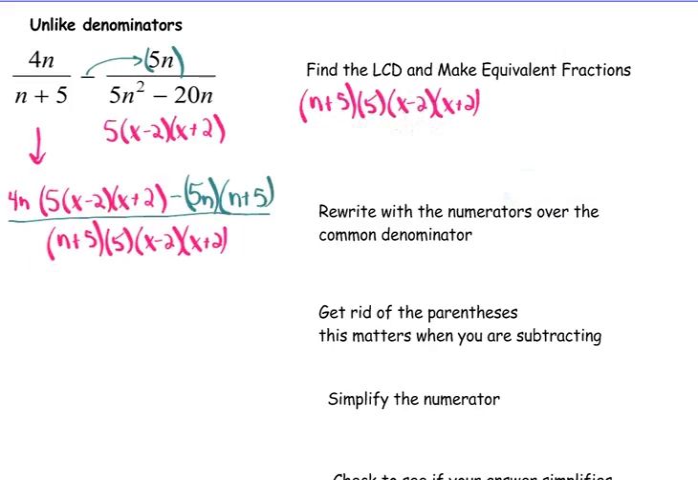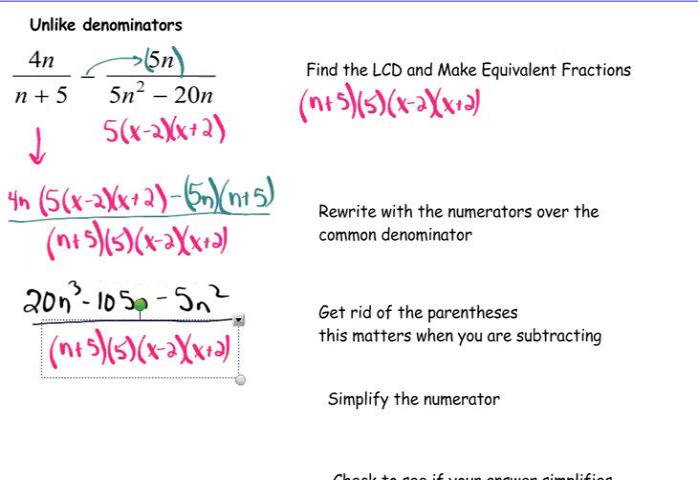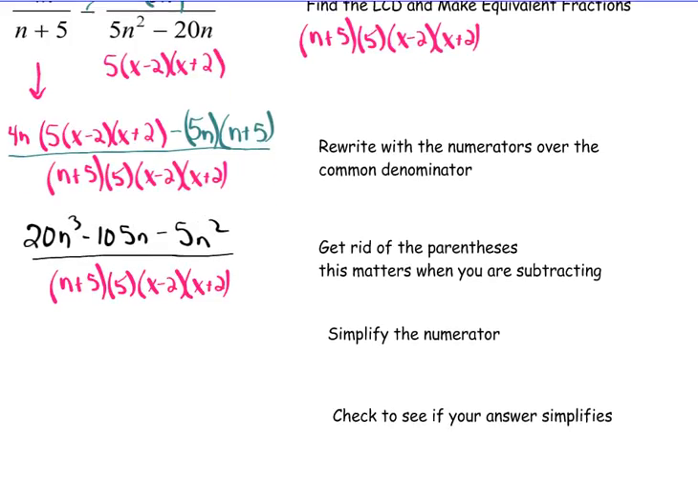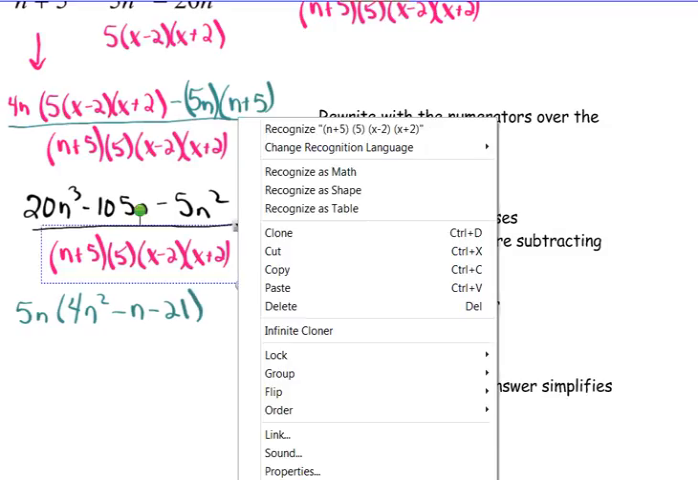Okay, so I've got it rewritten now. I need to do some multiplication in here. And when I do that, I get 20n cubed minus 105n minus 5n squared all over my least common denominator. Okay, I need to factor my numerator. All right, now I want you to notice my numerator has a common factor of 5n, so that when I do this, I get 4n squared minus n minus 21 all over my least common denominator.